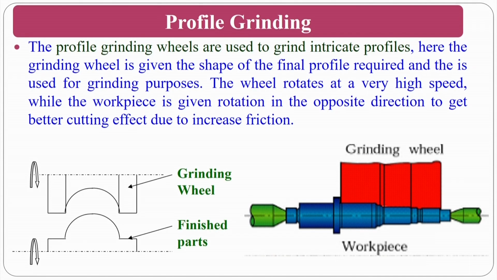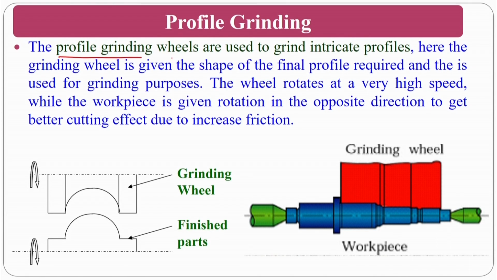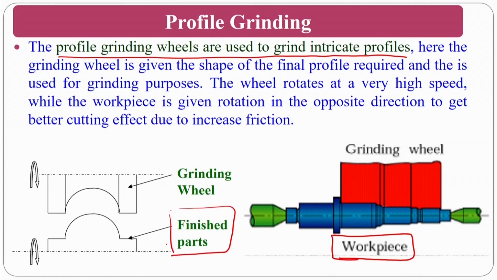Profile grinding: if I want to generate a profile, in that circumstance you can make a grinding wheel converse to it and you can generate it. Profile grinding wheels are normally used for grinding intricate profiles. Assume that I want to make a workpiece, or a finished part, of this shape. So, the grinding wheel will be a converse shape. Okay. The grinding wheel will be given a shape according to the final profile that is required. So, you just give a converse profile, so that you can generate the required profile on the workpiece.